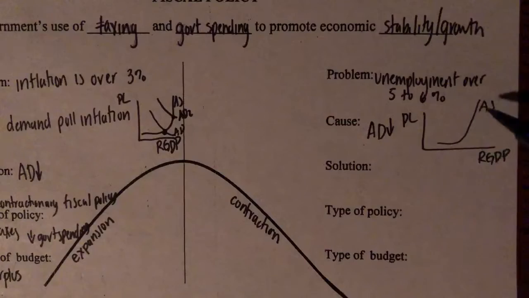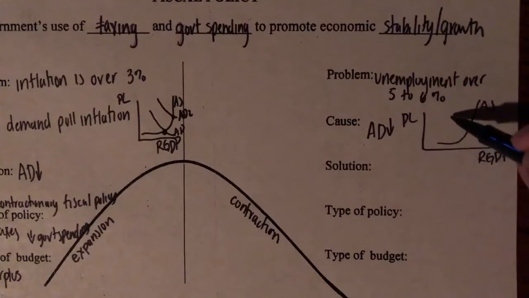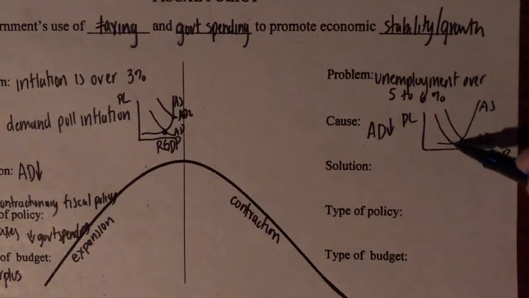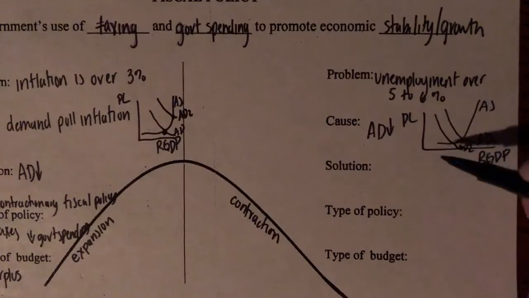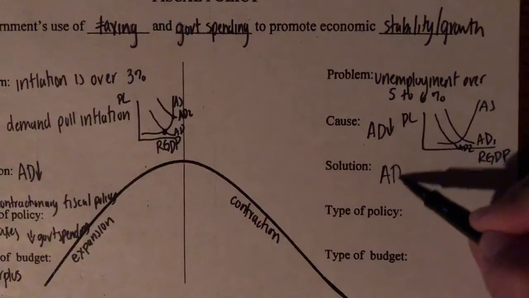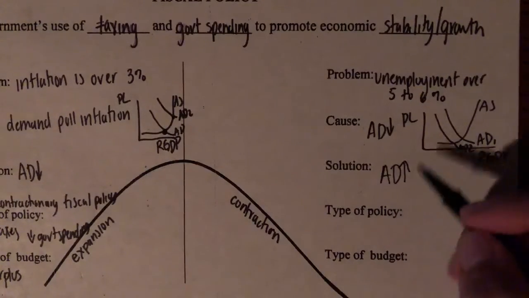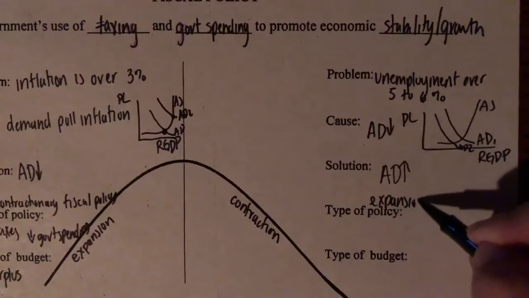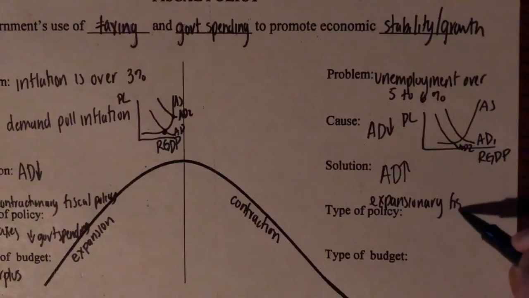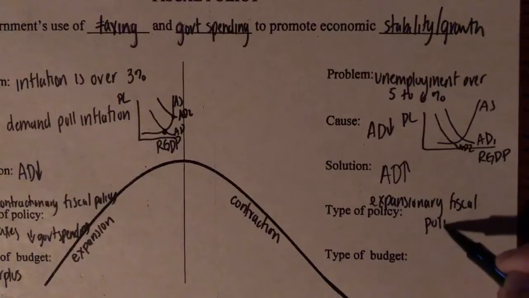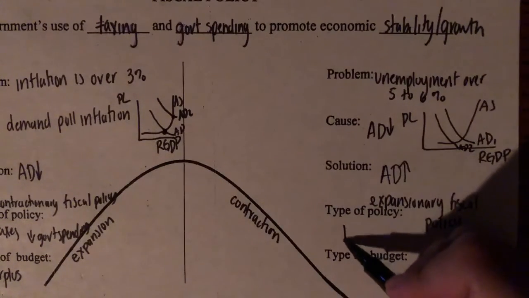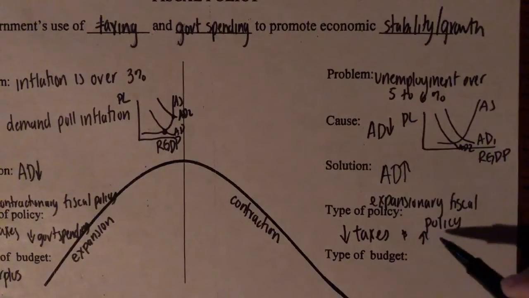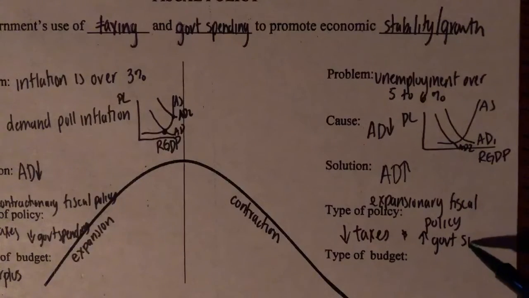I would have everything at ideal. And I want to show less demand, so there it goes to the left. The solution is to increase the aggregate demand. So the policy that we would run is an expansionary fiscal policy. What the government wants to do is decrease taxes and increase government spending.